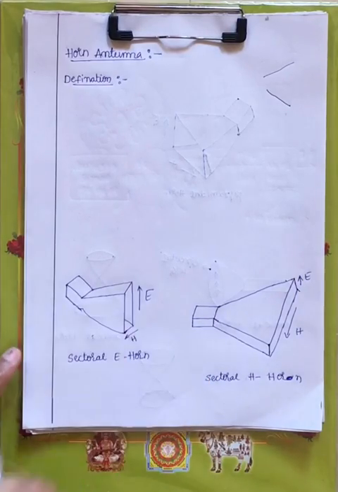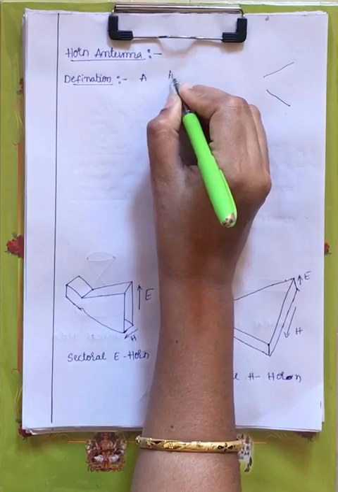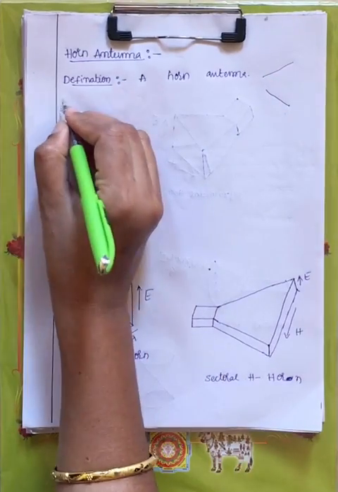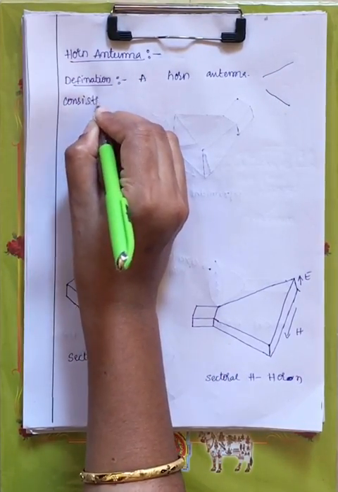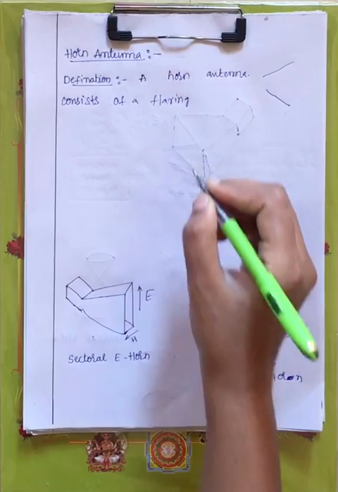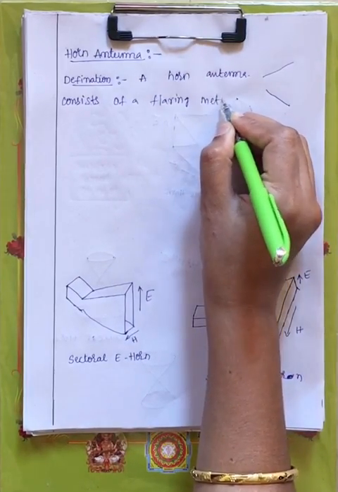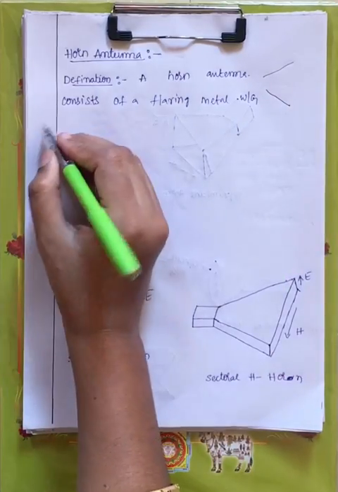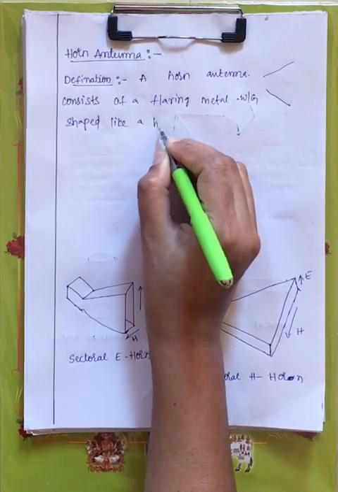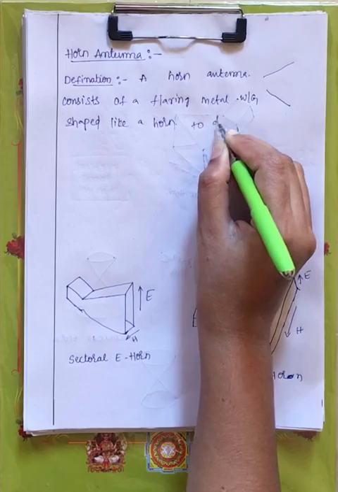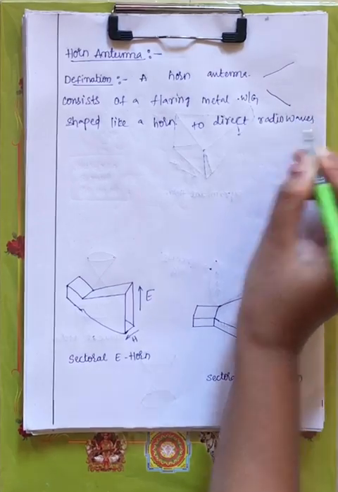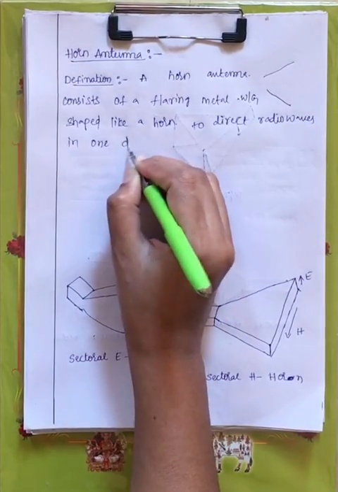Now coming to types. Now, the definition I am writing here: a horn antenna consists of a flaring metal waveguide shaped like a horn to direct radio waves in one direction.